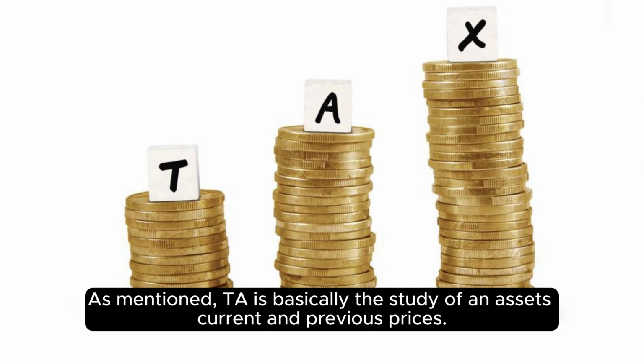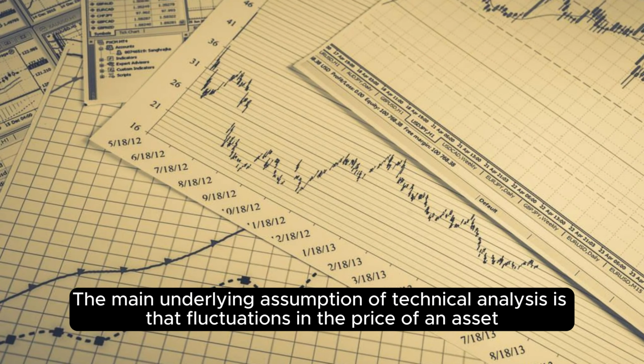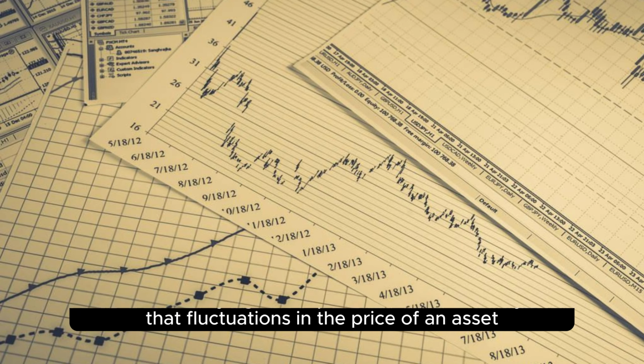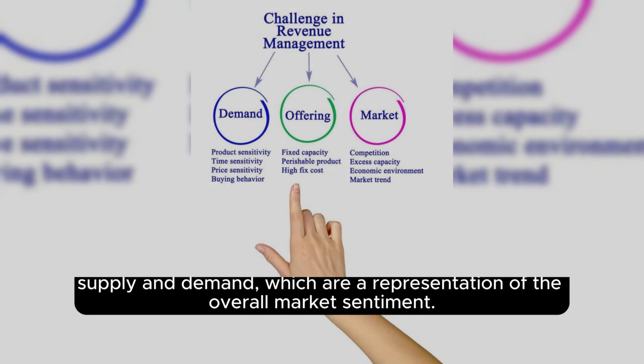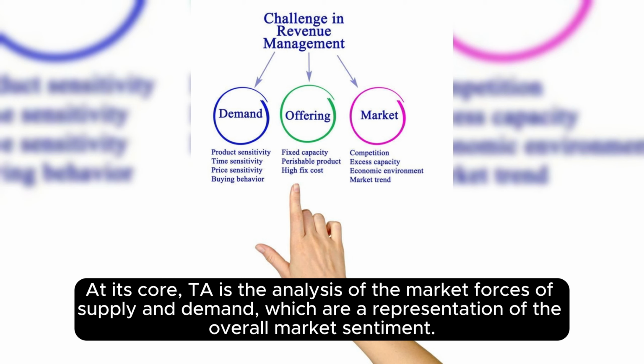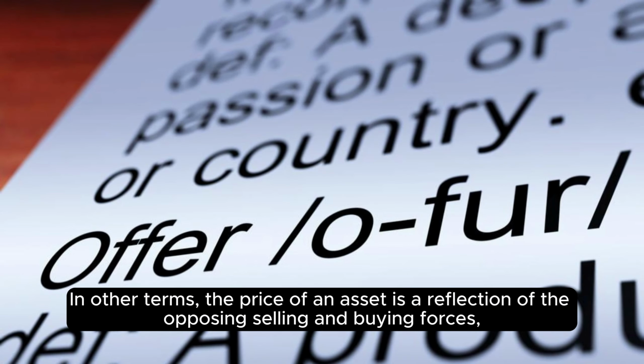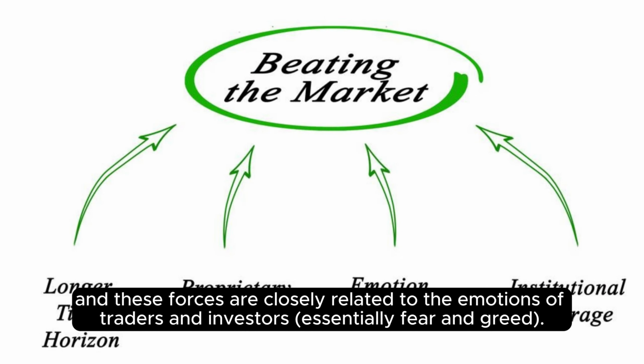As mentioned, TA is basically the study of an asset's current and previous prices. The main underlying assumption of technical analysis is that fluctuations in the price of an asset are not random and generally evolve into identifiable trends over time. At its core, TA is the analysis of the market forces of supply and demand, which are a representation of the overall market sentiment. In other terms, the price of an asset is a reflection of the opposing selling and buying forces, and these forces are closely related to the emotions of traders and investors, essentially fear and greed.